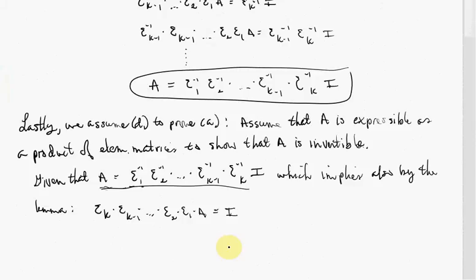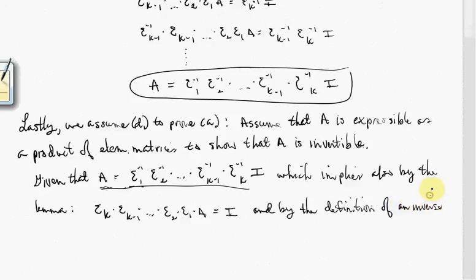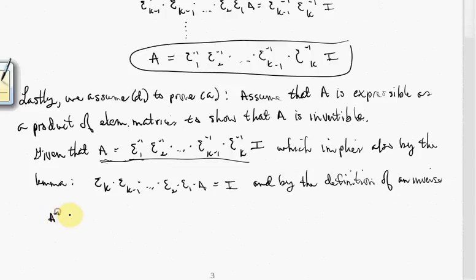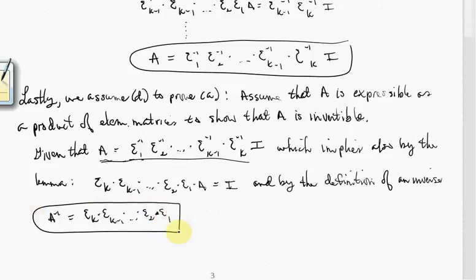So here we say, by the lemma we get this, and by the definition of an inverse, A inverse is equal to e sub k times e sub k minus 1 times and so on, e sub 2 times e sub 1. So that's the monster theorem.